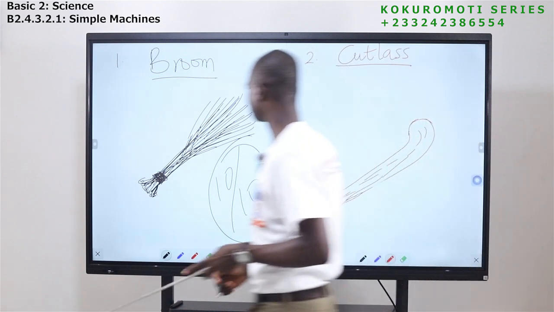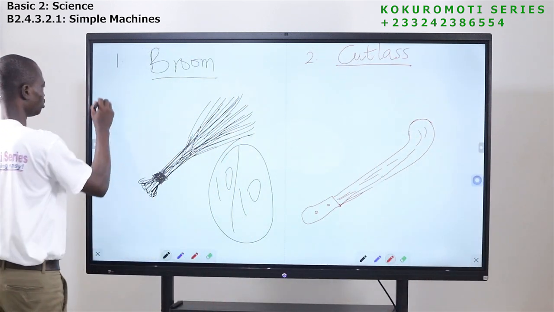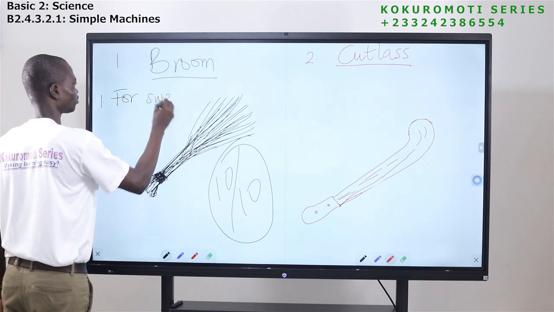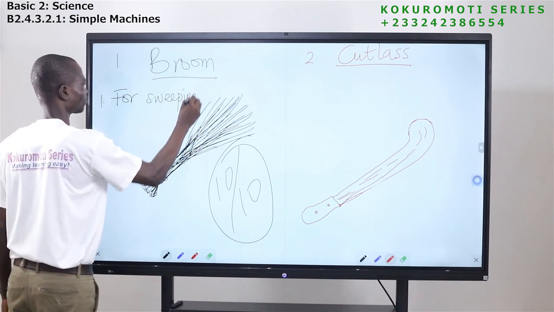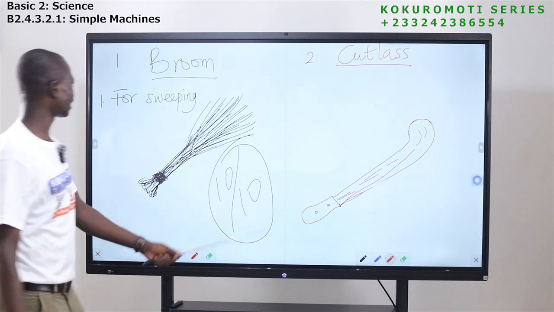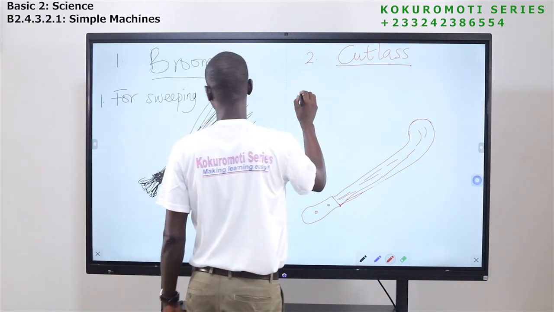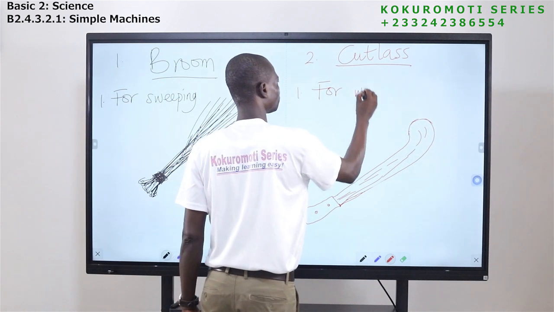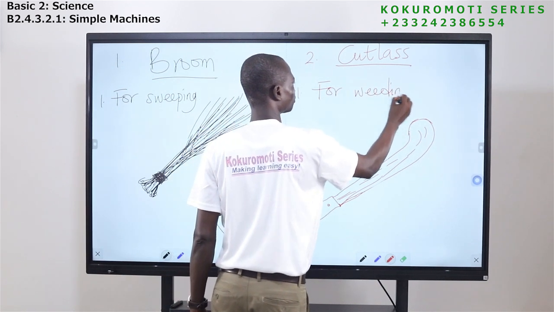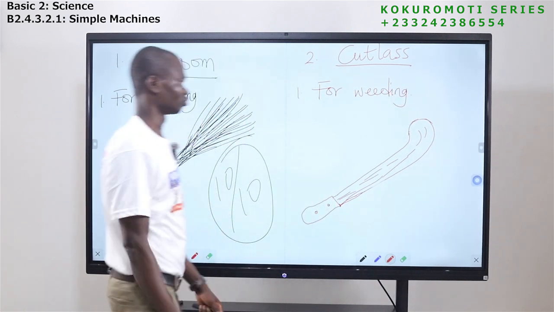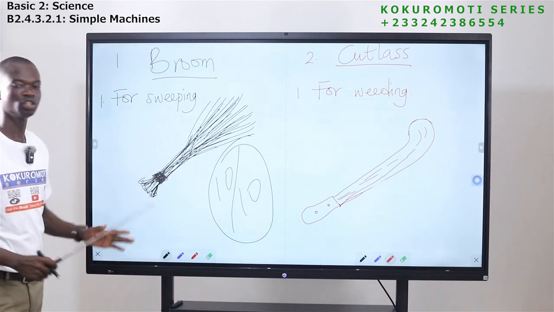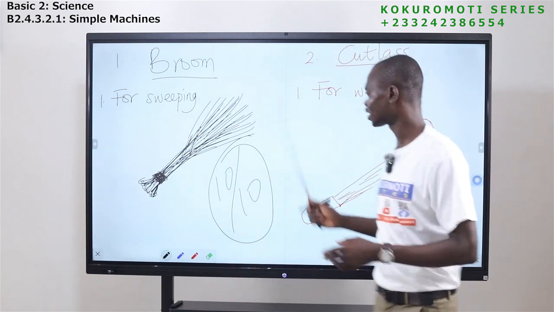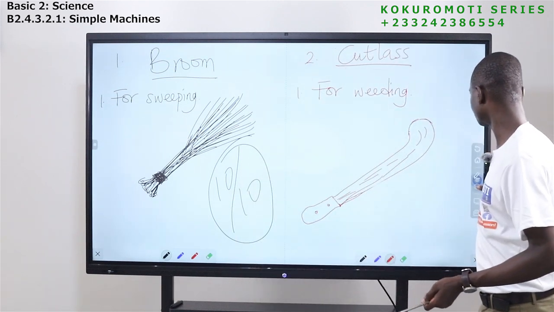Okay, so what do you use broom for? Broom is used for what? For sweeping. And then cutlass is used for what? For weeding. So draw two simple machines and state their functions. Okay, so that is what I expect you to do for me.